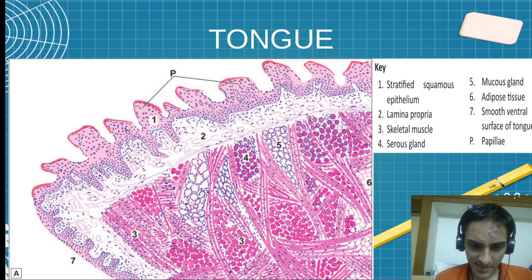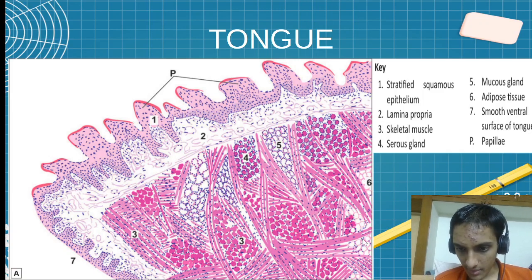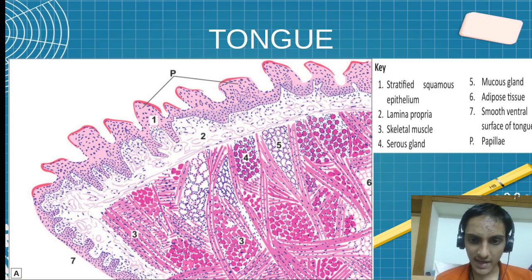Then also we are seeing here the skeletal muscle. Here we are seeing a lot of skeletal muscle. Here also we can see skeletal muscle. Then the serous glands. The serous glands, we are also seeing the mucous glands. Then adipocytes over here. Here adipocytes, mucous gland, already I told, serous gland also already told.